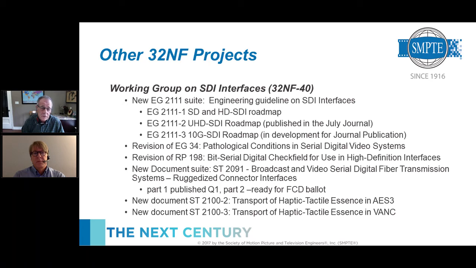And if you've read the SMPTE Journal recently, in July, you'll notice that there was a roadmap wall chart published in there, which is essentially going to be the same as the 2111-2 roadmap document. The 10 gigabit one is being developed and will happen sometime in 2018 in the journal, and I believe the plan is also to do the 2111-1 in the journal. The official documents will be posted in the digital library once they're available. Basically it gives people a handy reference to figure out what interfaces to use for what formats, and there are a lot of them, and it's very complex.